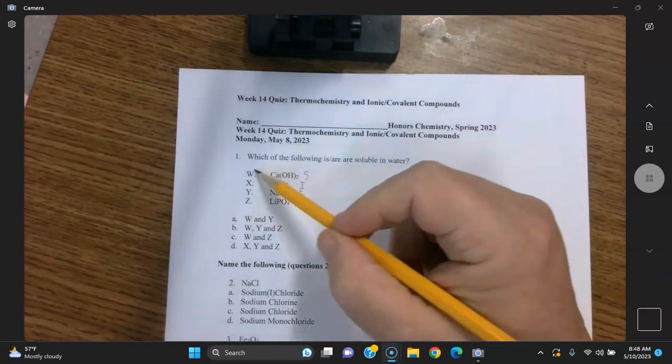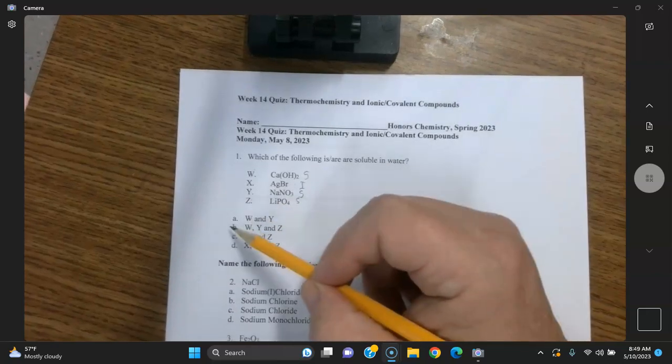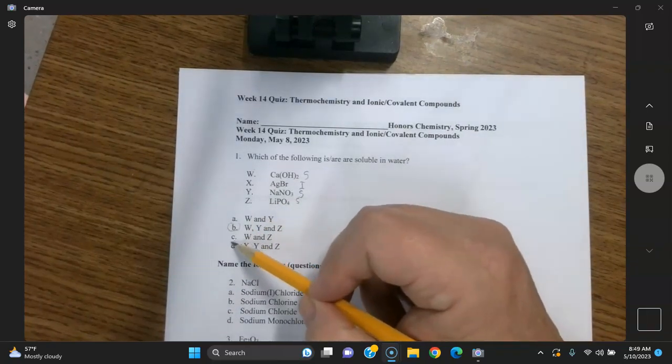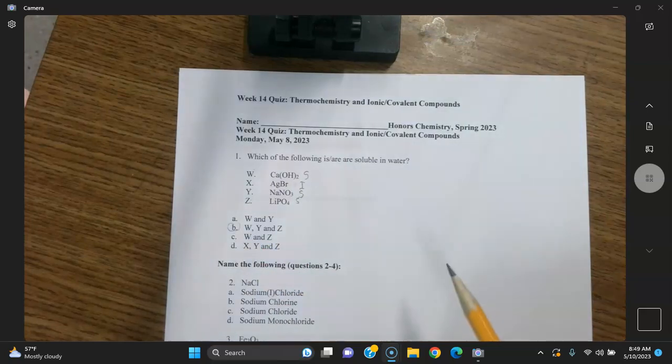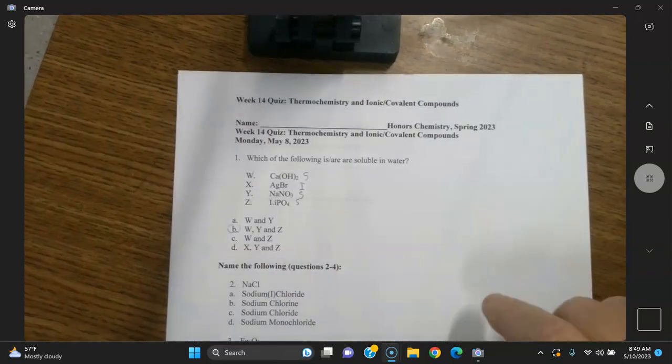So the answer is W, Y, and Z. So that would make the answer B. It was incorrectly keyed in as D. But I gave everyone credit for that, so you're covered on that. Okay.